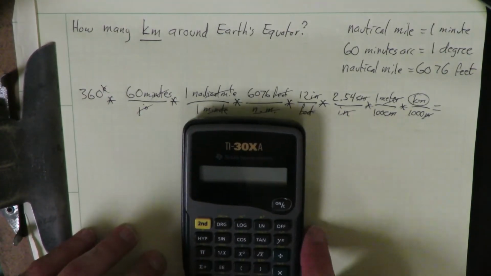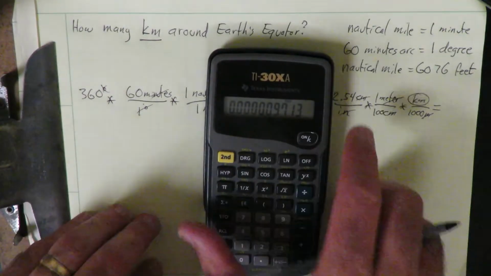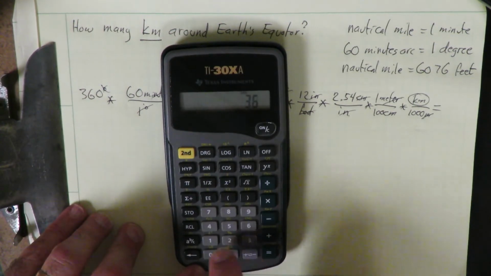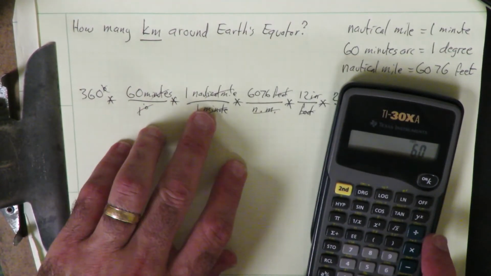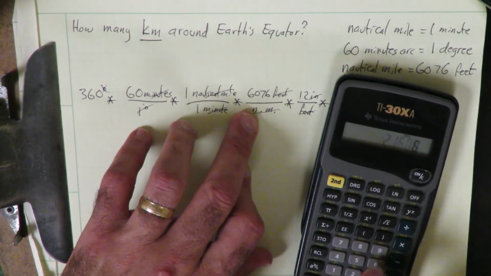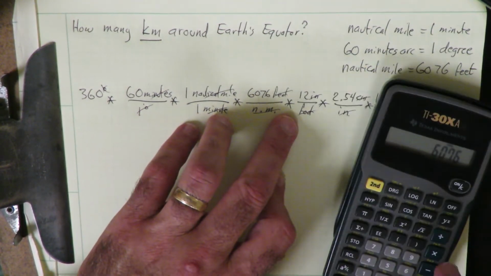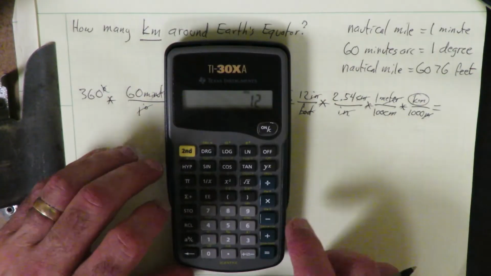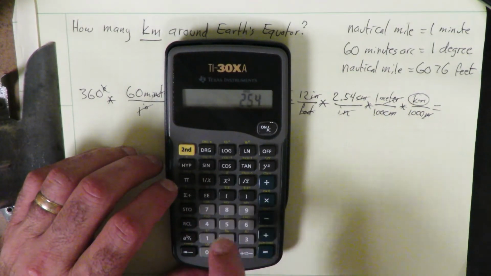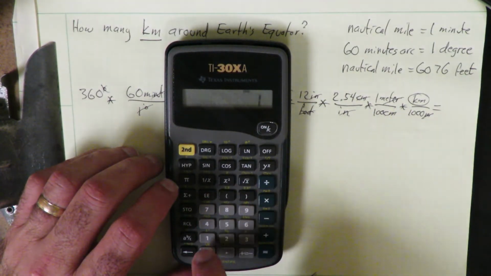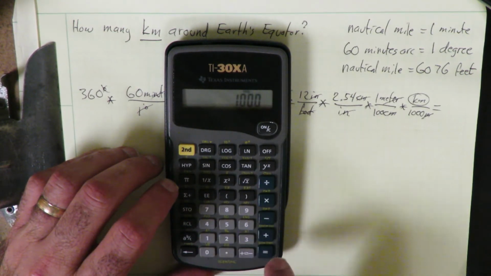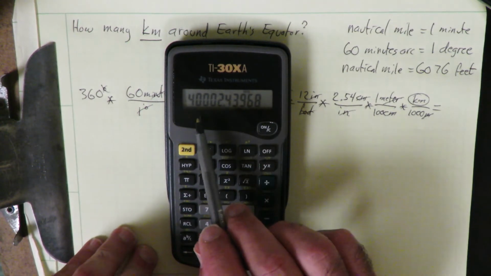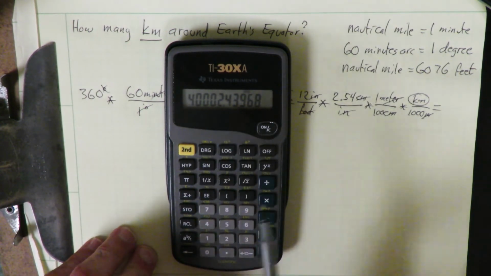Now let's get out the calculator and see what it turns out to be. We've got 360 degrees times 60 times 1 times 6,076 times 12 times 2.54 divided by 100 divided by 1,000. And we wind up with 40,002 kilometers.